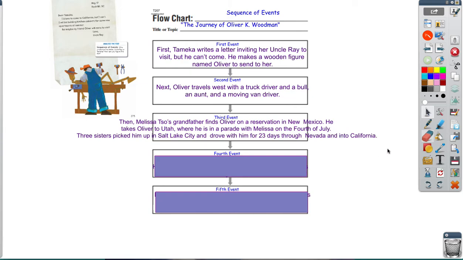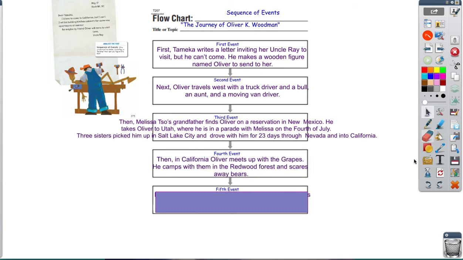Now, for our fourth event, go ahead and tell me what happens in California. Go ahead, pause the video, go back to the letter in the text to describe that. That's right. If you described that he meets up with the grapes and camps with them in the redwood forest and even helps them by scaring away the bears, you are correct.